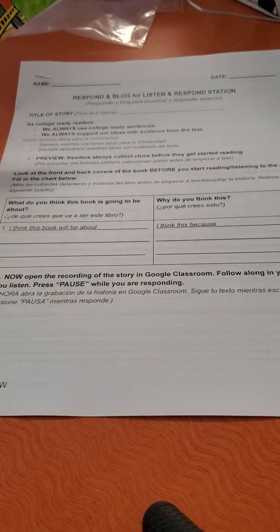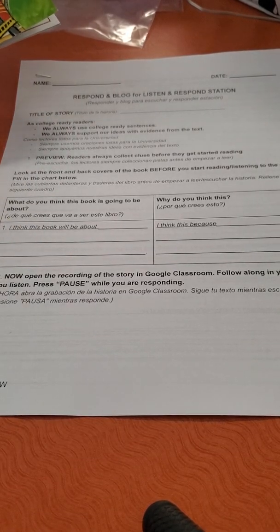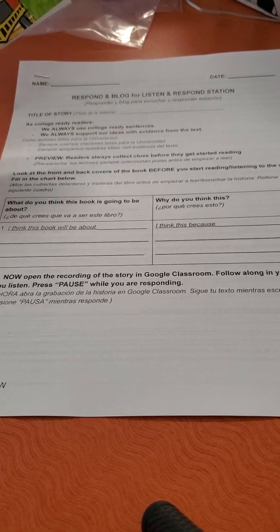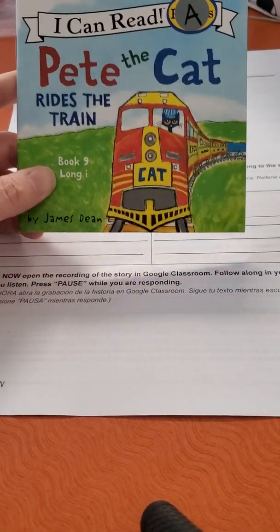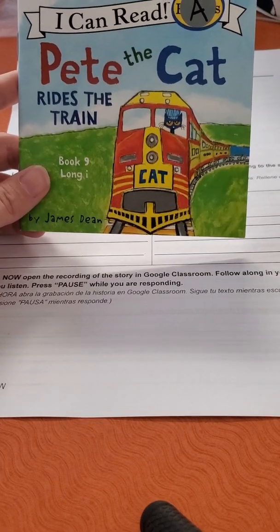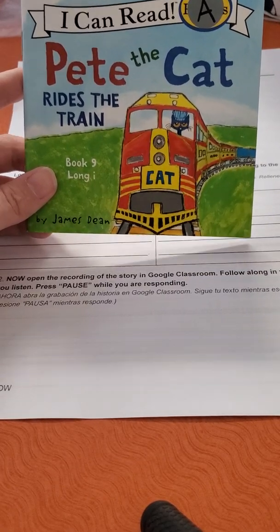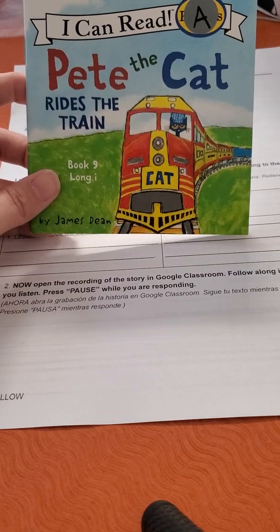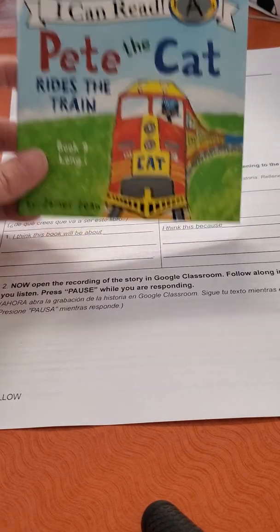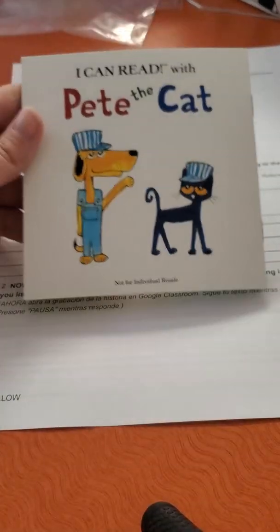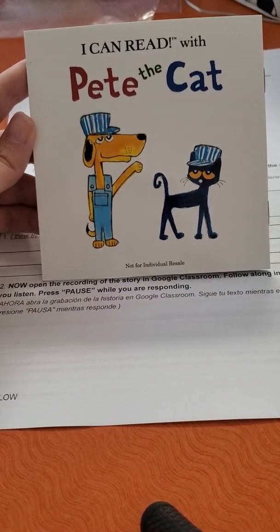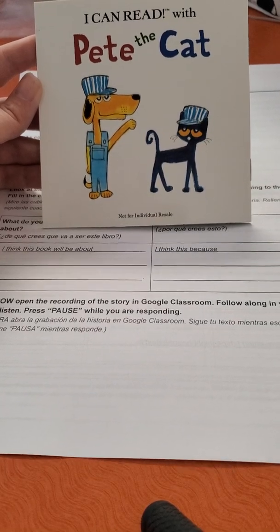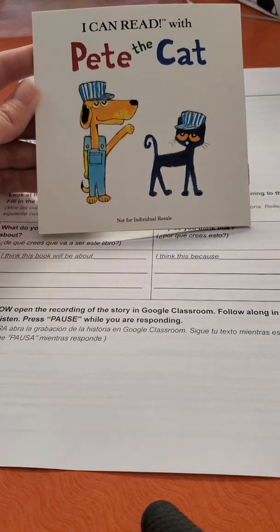Okay, scholars, we're ready to do our listen and respond for this week of November the 11th. Red and yellow group, you are going to be working on Pete the Cat Rides the Train. So here's the front of the story. I see a train. I see Pete driving the train. Let's see what's on the back. It says, I can read with Pete the Cat, and it's got a dog that looks like he's got a conductor hat on, and then it's got Pete with a conductor hat.